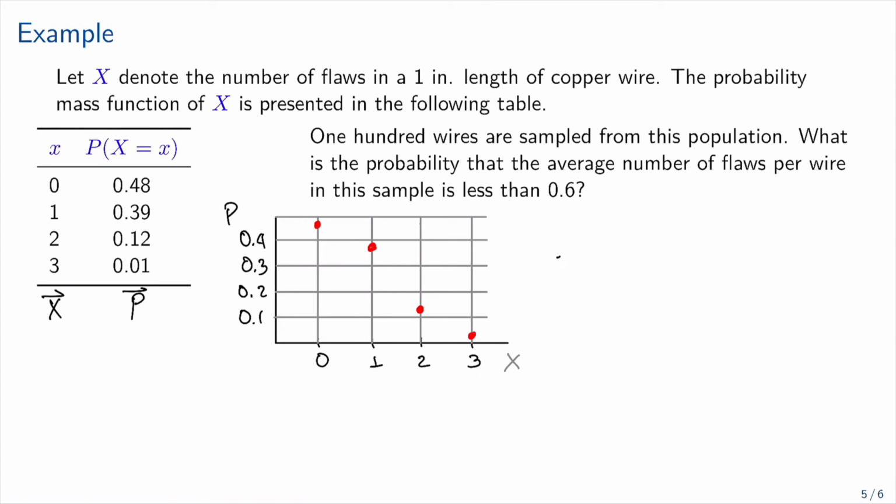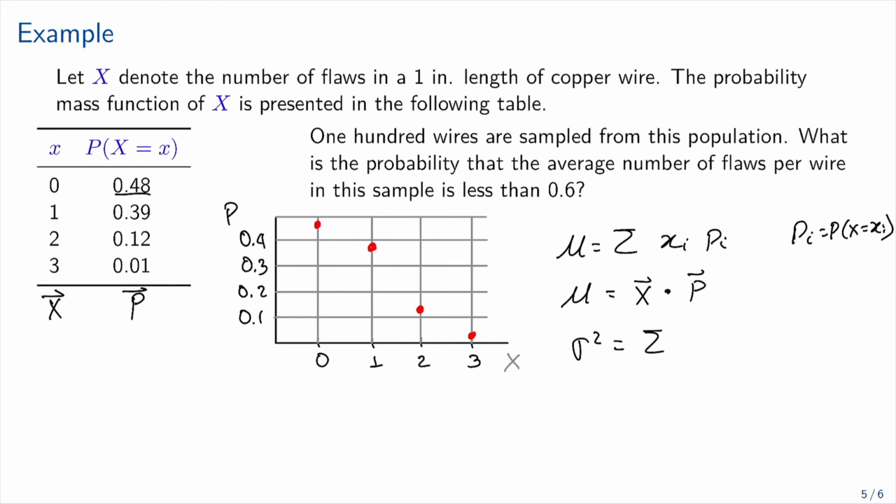So remember that the mean of this population is given by the sum of xi multiplied by pi, where pi is the probability of x equal to xi, so the corresponding value from the table. So this, in a much more compact way, is the dot product of this vector multiplied by this vector. So I'm going to call this vector x and this vector p. So mu is equal to x vector dot product p vector. And the variance sigma square is equal to the sum of xi minus mu square multiplied by the probability of x equal to xi.